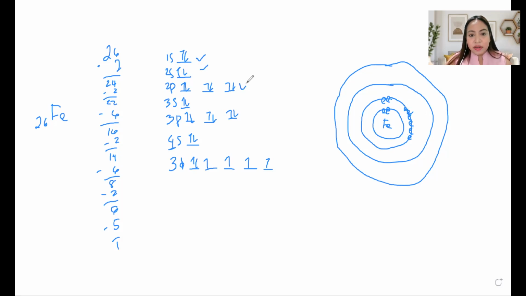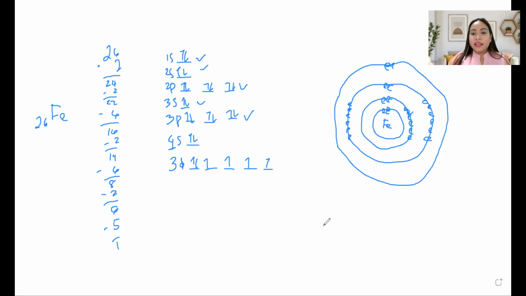Next, third, we have 2 on 3s. Then 3p, again we have 6: 1, 2, 3, 4, 5, and 6. And then 4s, we have 2. And then we go back to 3, but on the D side, we have 6: 1, 2, 3, 4, 5, and 6.